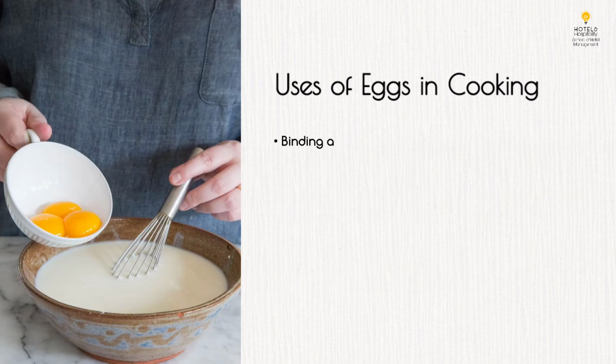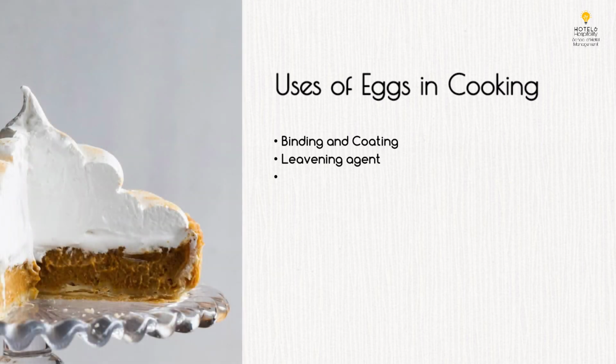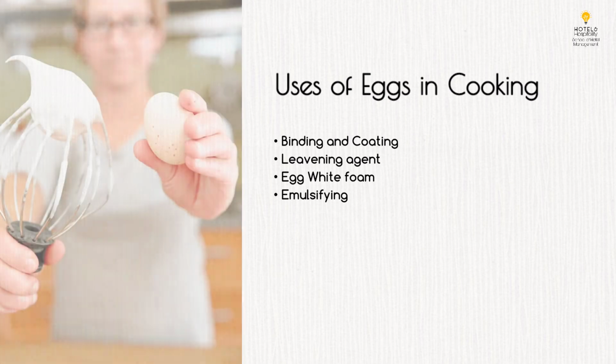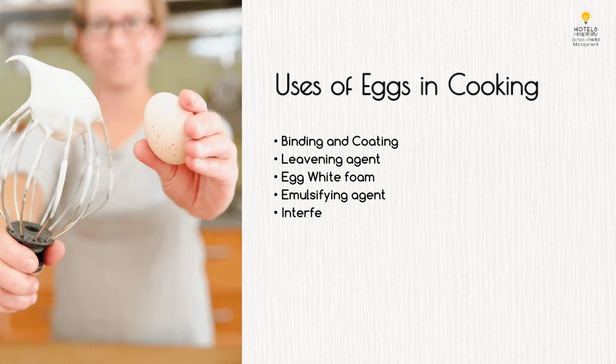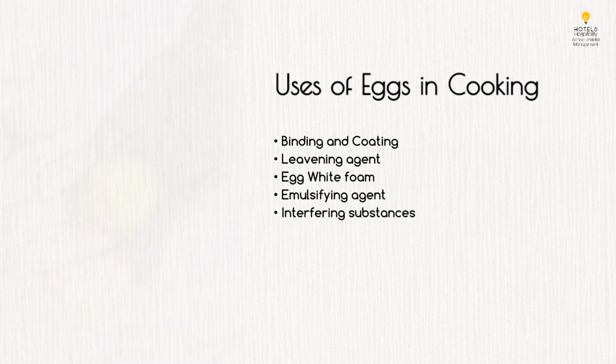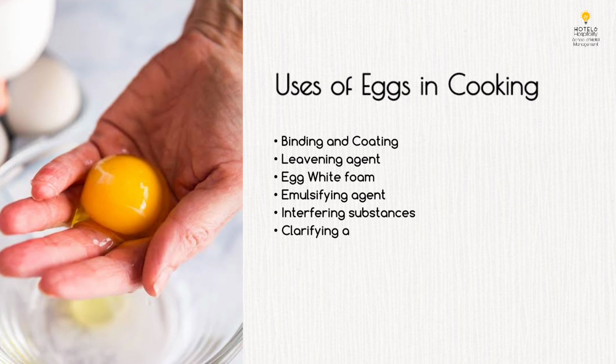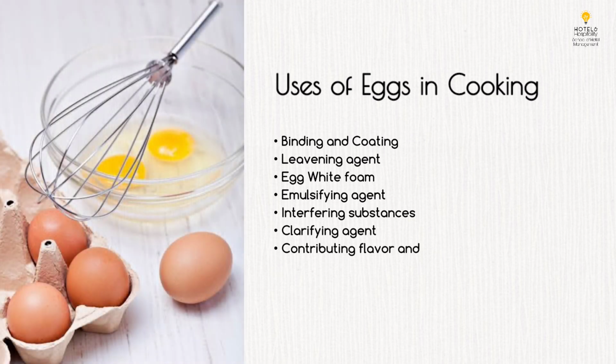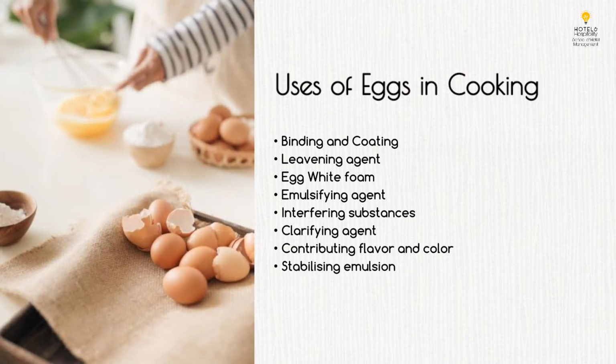Eggs in culinary preparation are used as binding and coating, as leavening agents, egg white foams, as emulsifying agents, interfering substances, as clarifying agents, to contribute flavor and color, to stabilize emulsions and foams, to give thickness to food mixtures. This is about eggs and their culinary usage.